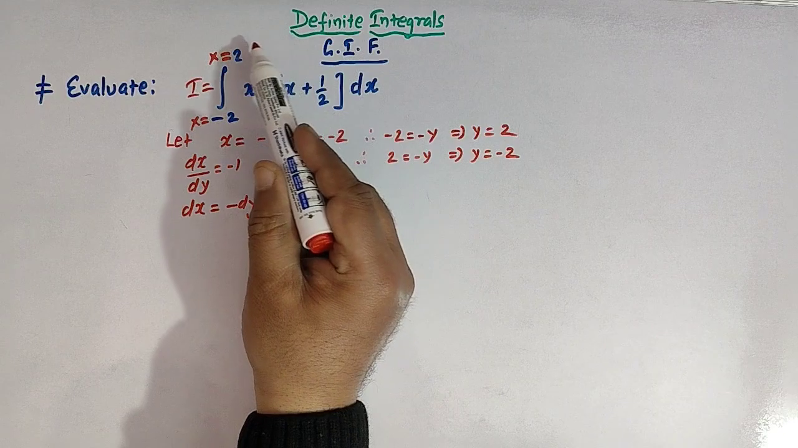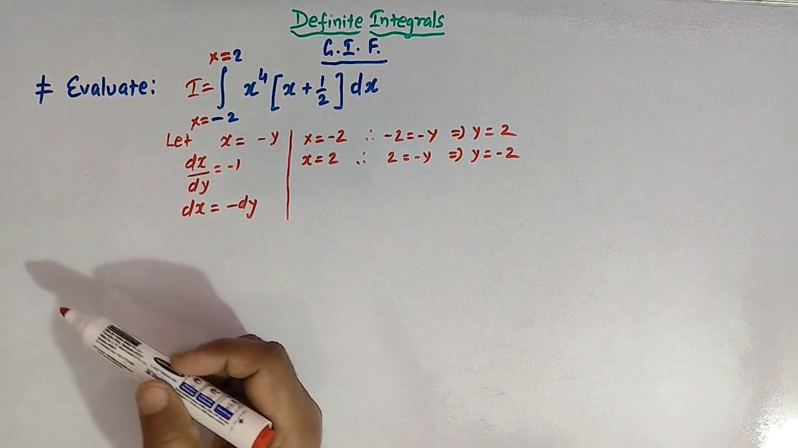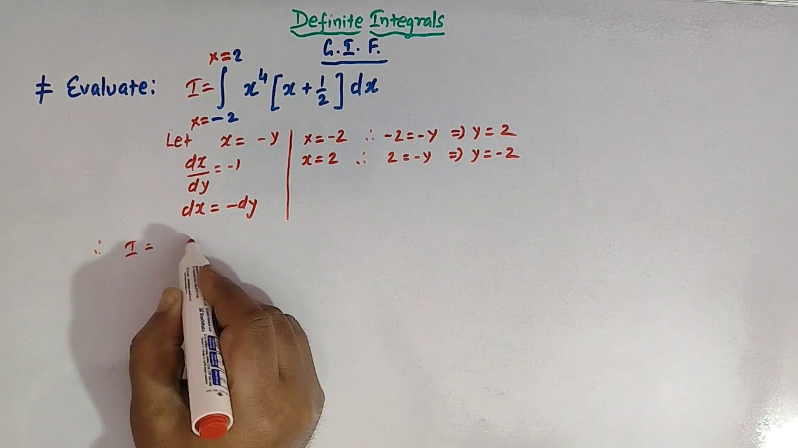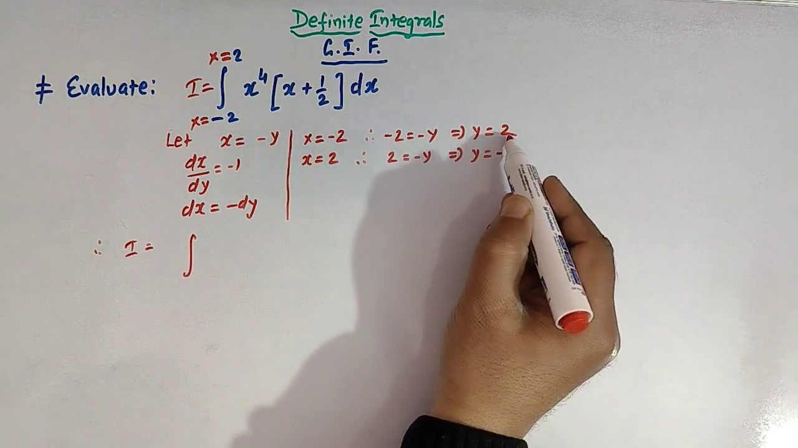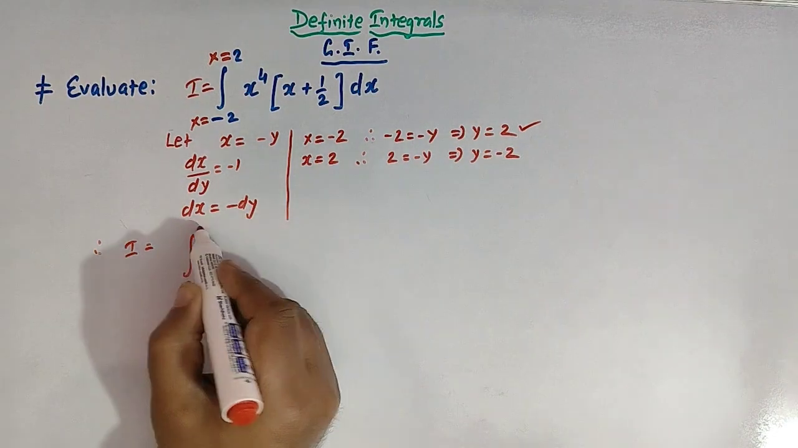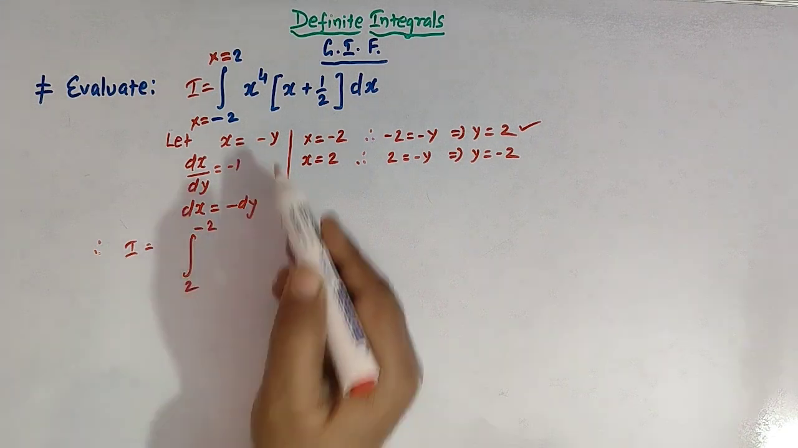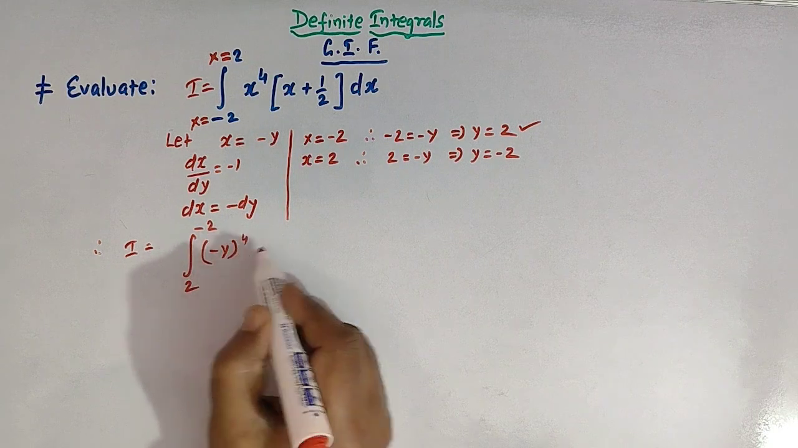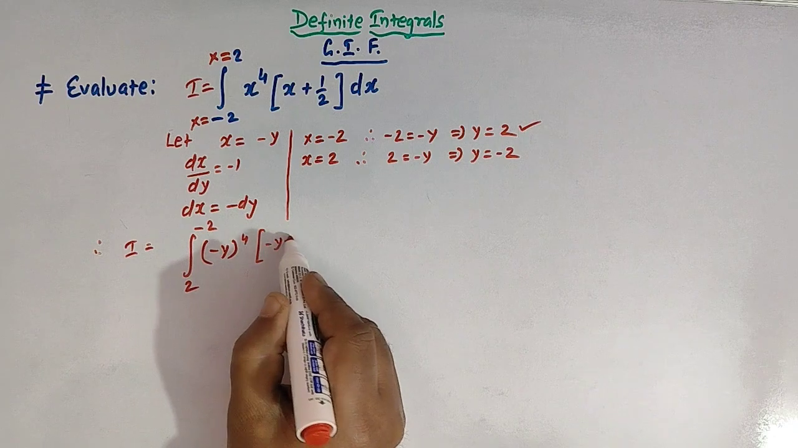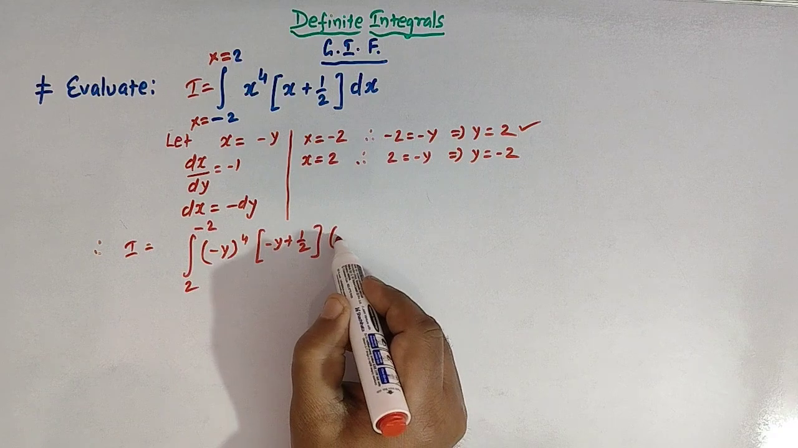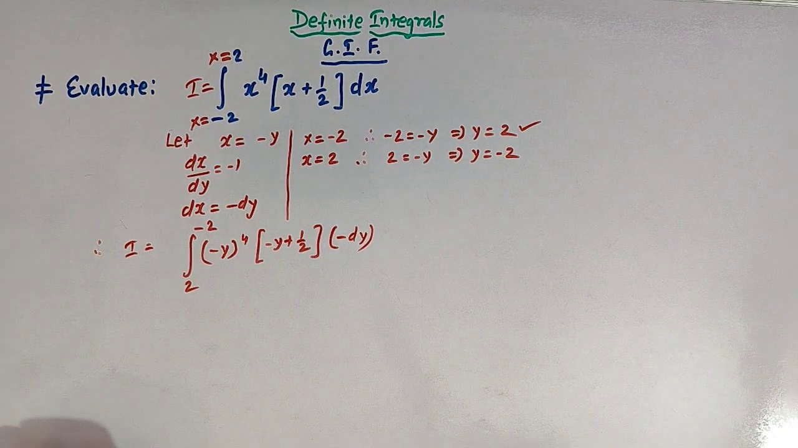Now let us rewrite this integral in terms of y. We'll get I, with the lower limit as 2 and the upper limit as minus 2. For x we have minus y, so we have minus y raised to 4, and here we have minus y plus half, and for dx we have minus dy.